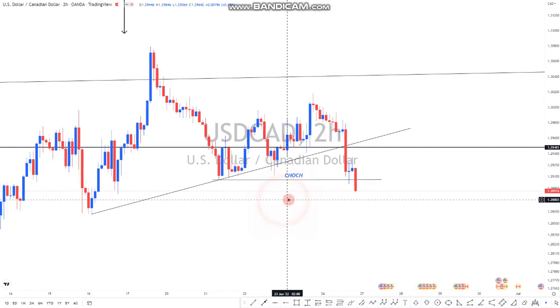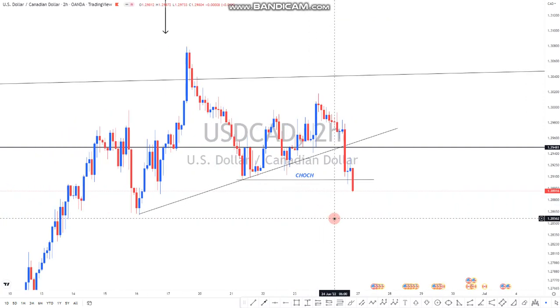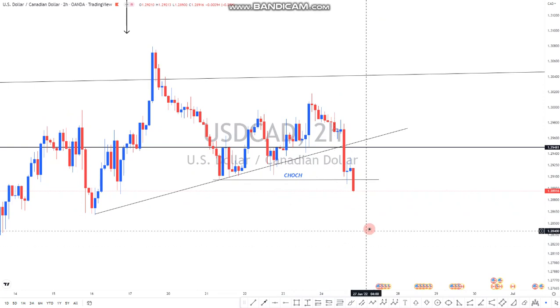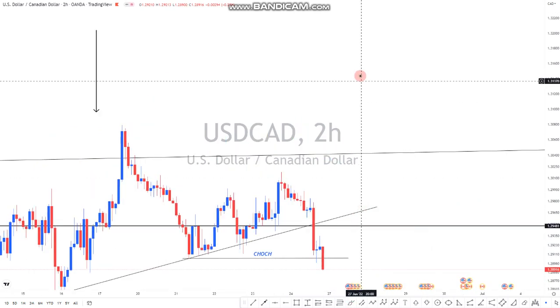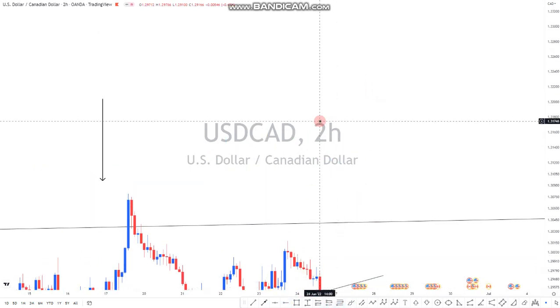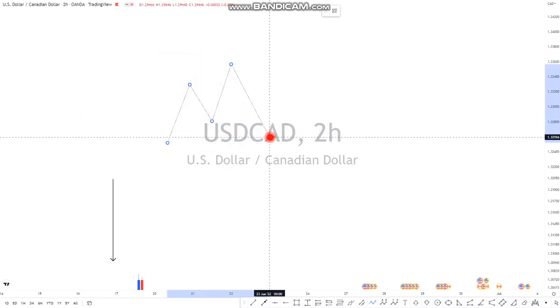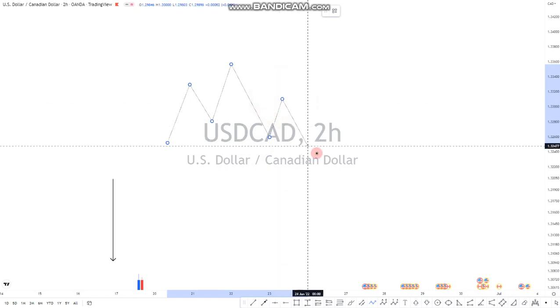So we expect, after the market changes its character, the chart to go back into the order block. For instance, we had an upward push. That is an upward push. So we expect this to happen, then further.